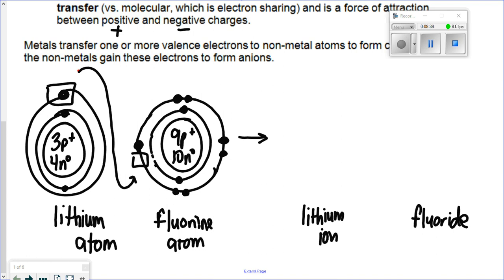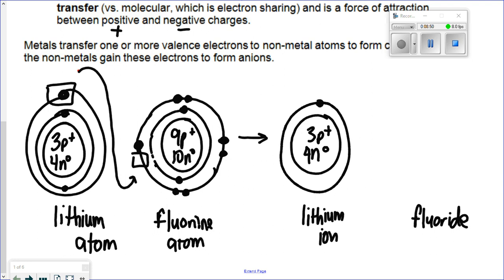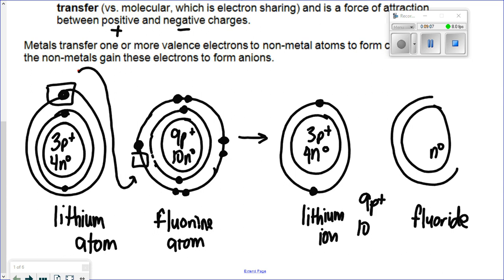So now if we draw the lithium ion, it is going to have the same nucleus. I gotta keep doing that. There we go. And the ion from fluorine, which is fluoride, same nucleus. Geez Louise, come back up.